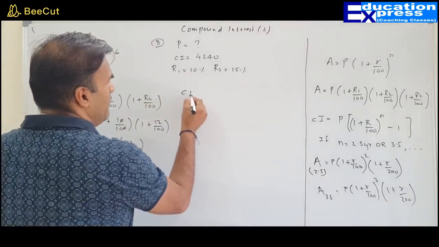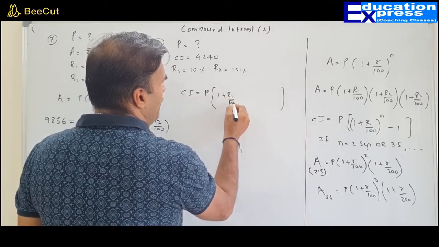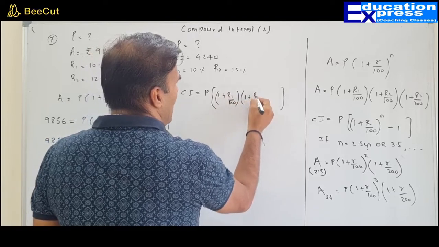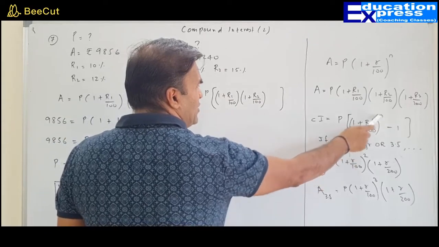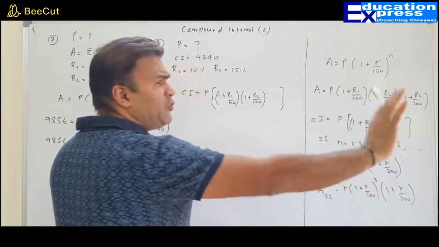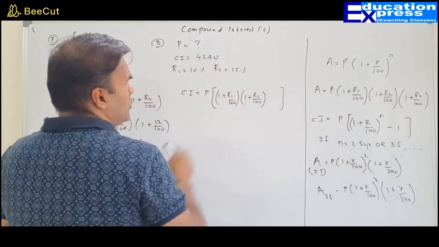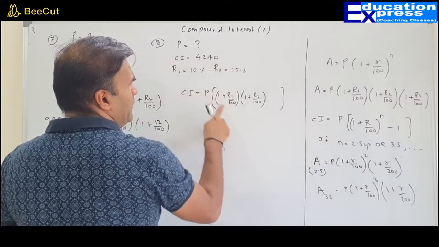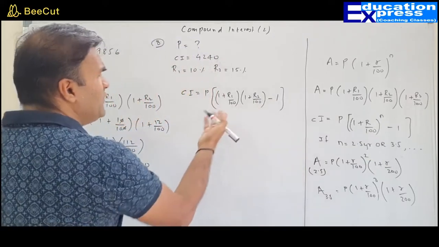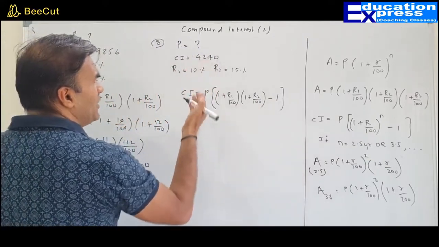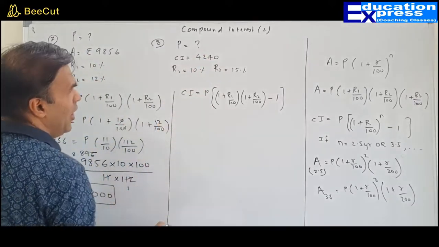Very simple. So compound interest would be P into 1 plus R1 upon 100, 1 plus R2 upon 100. See, the formula 1 plus R upon 100 raised to n is used in case the rate of interest is the same throughout the years. But if you have multiple rates, we have to follow the following formula. So it is a multiple rate. This is for 10%, this is for 15%, minus 1. In this formula, kindly substitute the values of the respective figures given to us. Alright, sir.